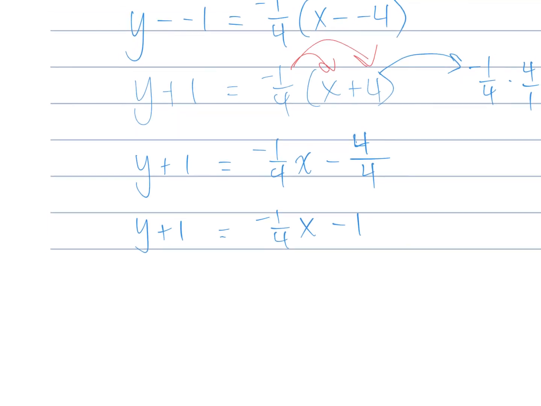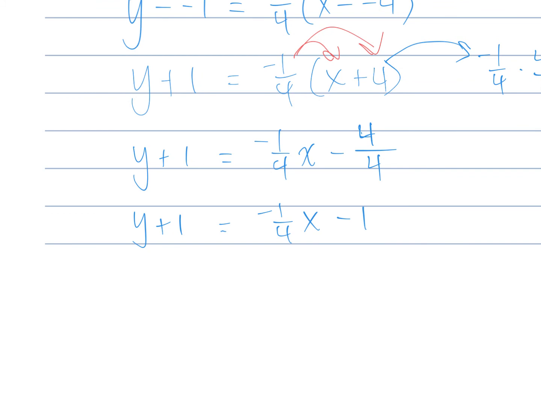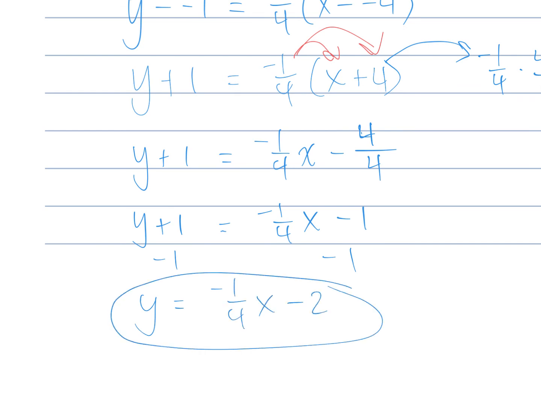We don't stop here. Why not? Y is not isolated. Does anyone know what we need to do as the last step? Austin? Yeah, subtract 1 from both sides. So we're going to get y equals -1/4 x minus 2. What's my y-intercept? -2. And my slope? -1/4.